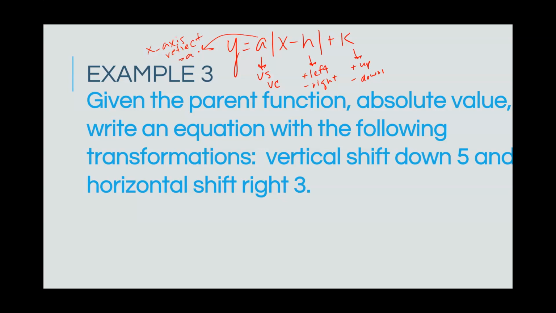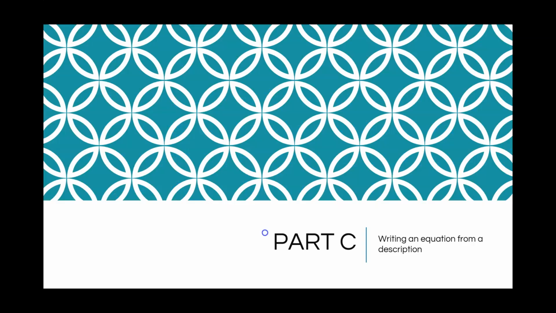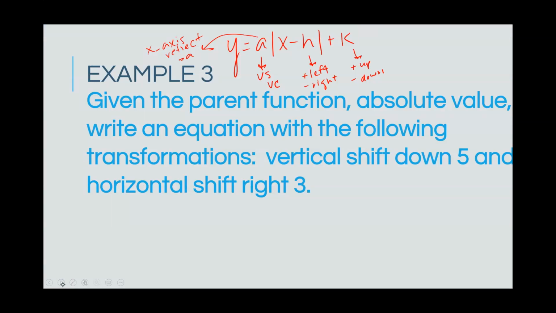Okay? So, given the parent function the absolute value, write an equation with the following transformations. I read them and then I come back. So, a vertical shift down 5 and a horizontal shift right 3. Now, vertical is up and down, because sometimes they'll say vertical shift down. Vertical just means up and down, and horizontal just means left and right.